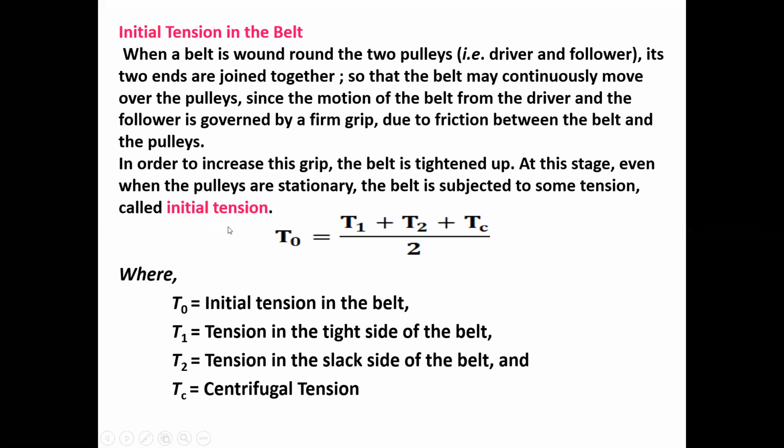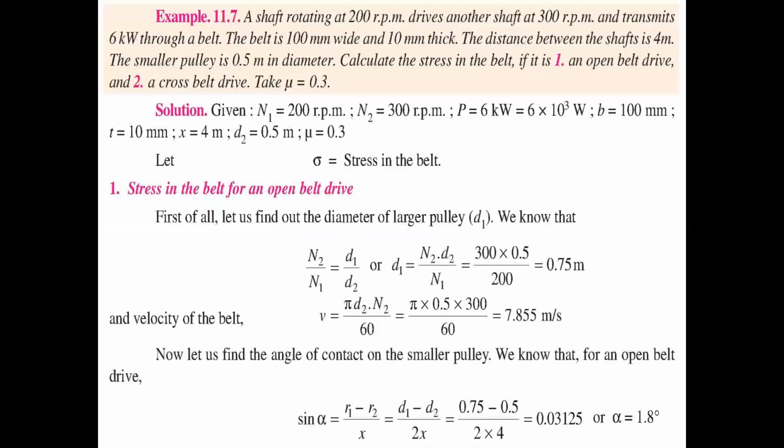Now we are going to find the initial tension. Initial tension T naught equals (T1 plus T2 plus Tc) by 2. Here T1 is the tension in the tight side, T2 is the tension in the slack side, and Tc is the centrifugal tension. So that is the formula for calculation of the initial tension of the belt.